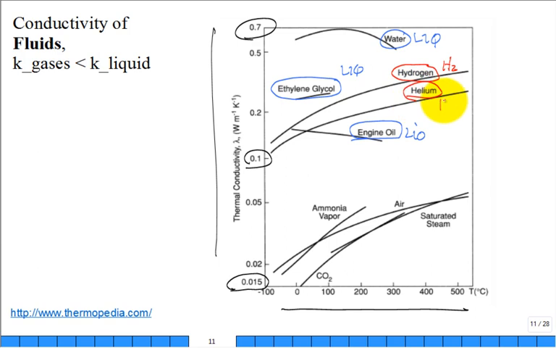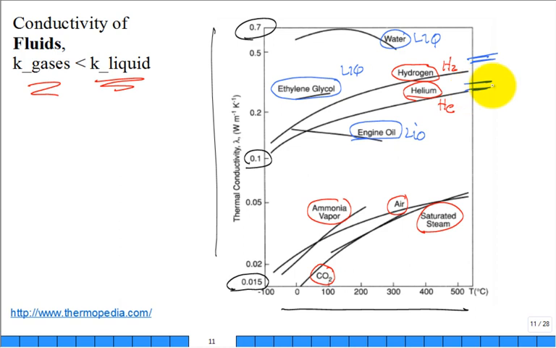Helium, gas. Air, gas. Steam, it's a vapor, gas. Maybe not an ideal gas, but it's in a gaseous form. And then ammonia vapor, again, maybe it's not an ideal gas, but it would be a gas. So CO2, carbon dioxide. As a general trend, liquids have higher thermal conductivity than gases. But there's a few unique gases that really have high K. What are the two that have high thermal conductivity?